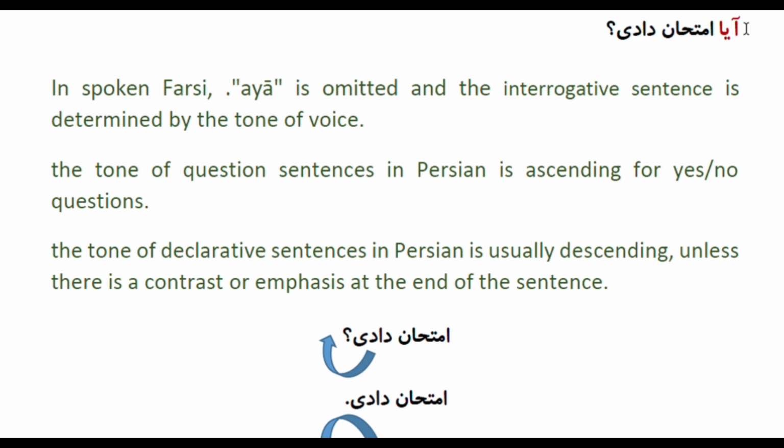The tone of the question sentences in Persian is ascending for yes or no questions. When a question starts with aya, the answer is yes or no. So the tone is ascending. The tone of declarative sentences in Persian is usually descending, unless there is a contrast or emphasis at the end of the sentence. Look at these examples.